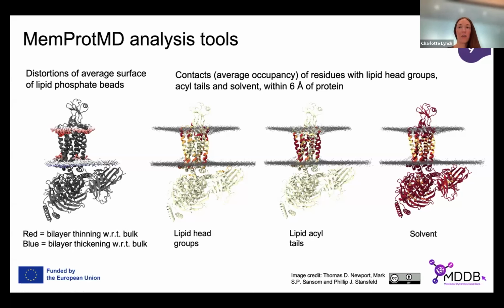A contact is taken to be within 6 angstrom. And so we have contact analyses for the residues with respect to the lipid head groups, the lipid acyl tails, and also the solvent. And the darker colours represent longer contacts and higher average occupancy over the simulation.